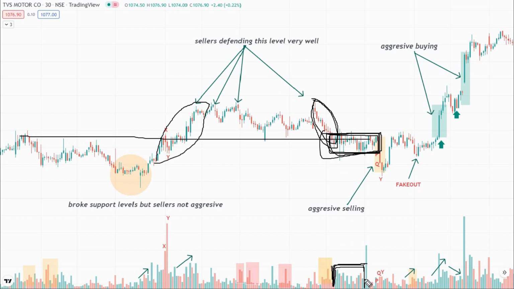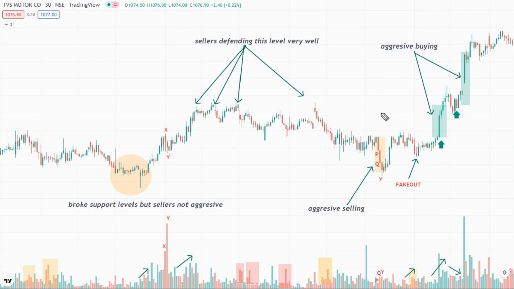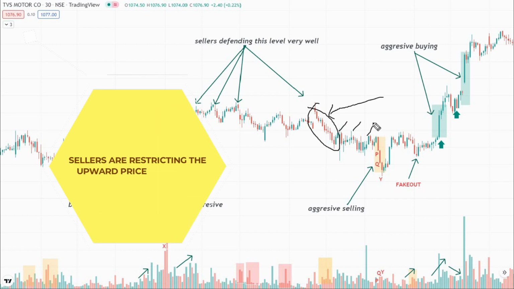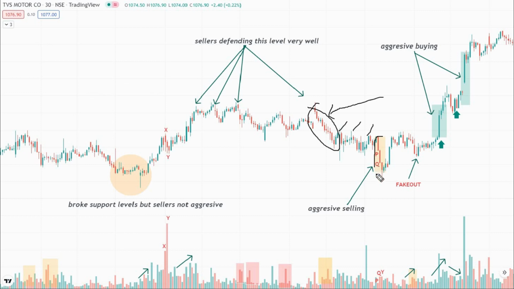So if this was all buying pressure, then prices should have continued the upward momentum, but with an increase in volume also prices are consolidating. So this is indicating that the supply which was present here is still very strong and dominant, and that's why they are capping the upward price movement. Okay, and then we see these three strong selling candles with an increase in volume.